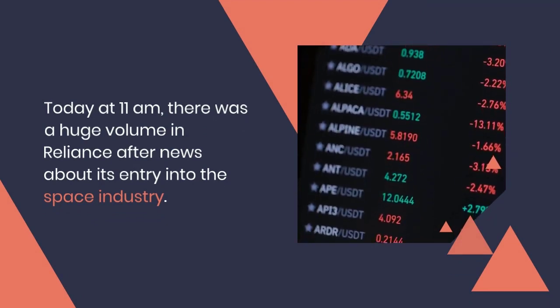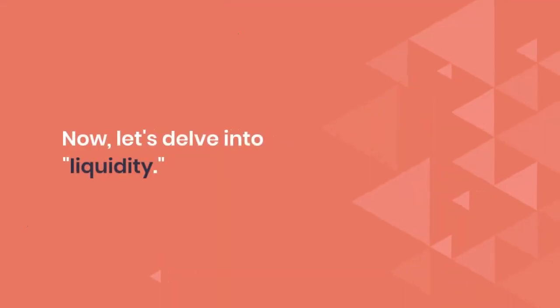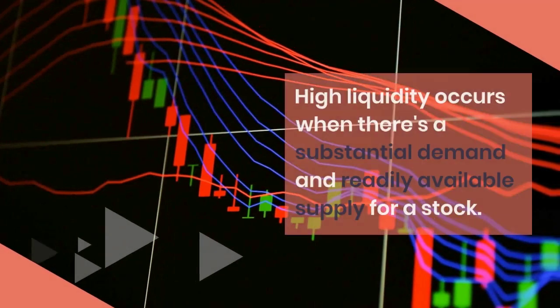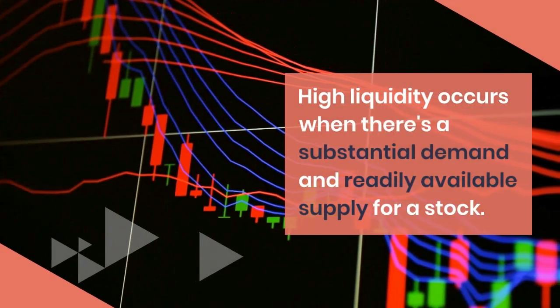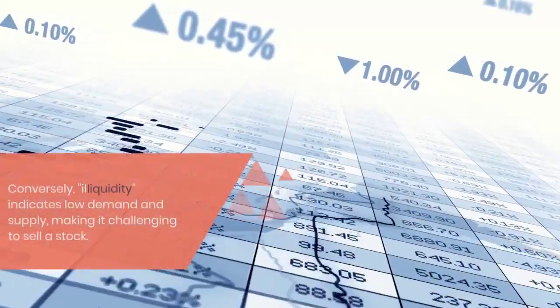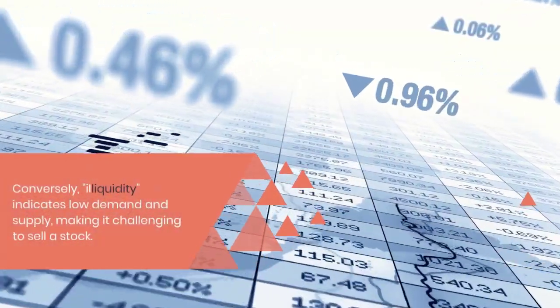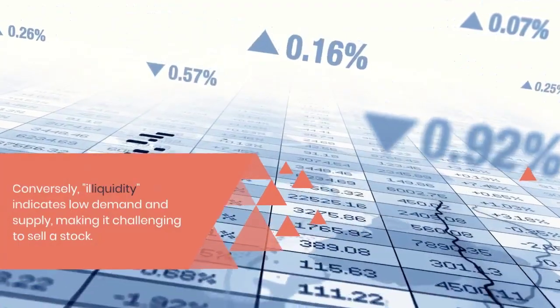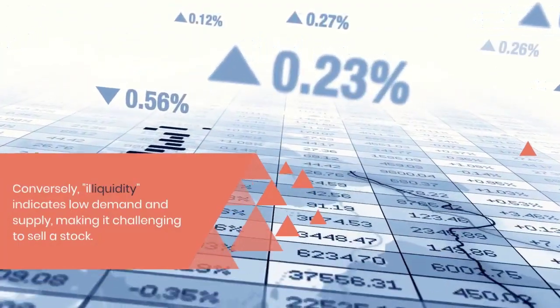Now, let's delve into liquidity. High liquidity occurs when there's a substantial demand and readily available supply for a stock. Conversely, illiquidity indicates low demand and supply, making it challenging to sell a stock.